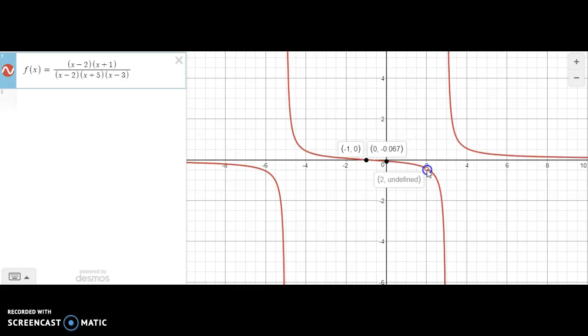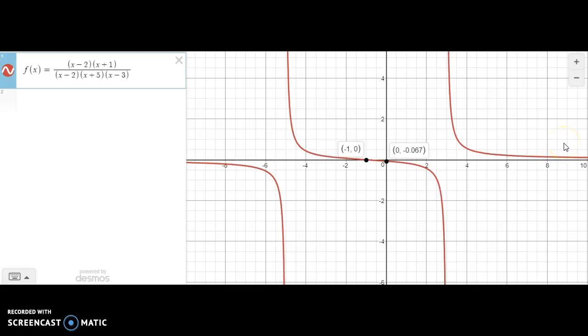So then you're going to find your domain, which is all of the x values of a function. So first, the domain starts at -infinity, and it goes to -5, but it does not touch -5. And then it goes from right next to -5, and it goes to 3, but does not touch 3. And then it goes from 3 to infinity.